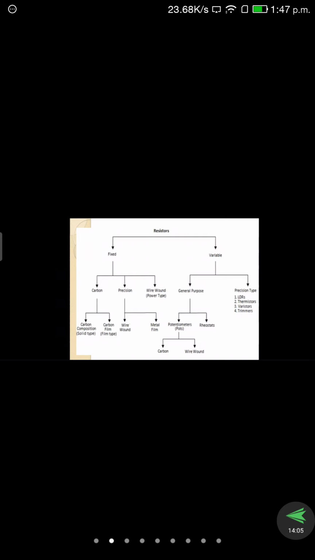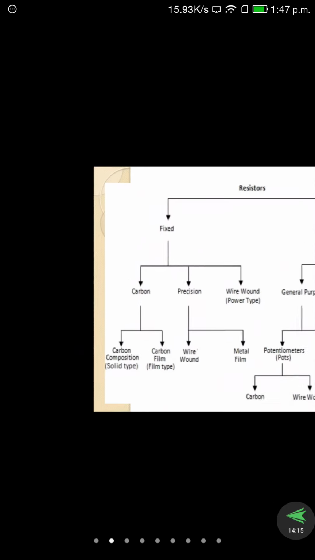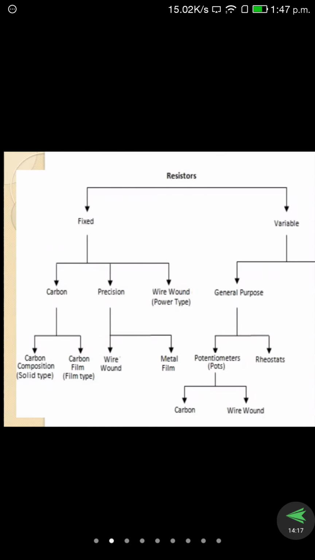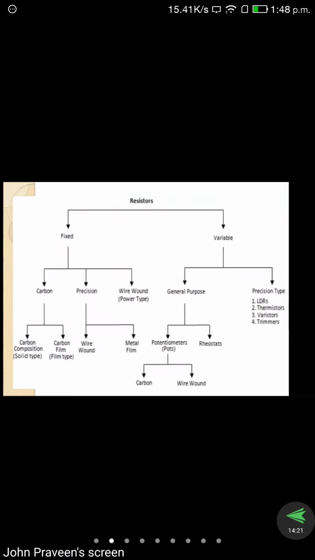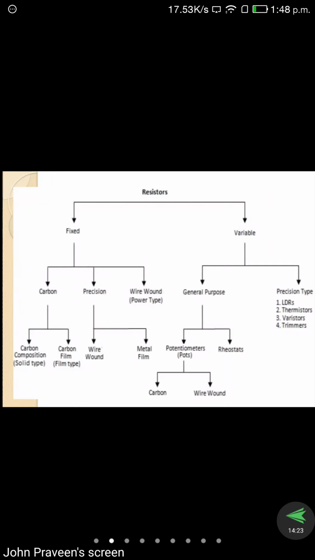Next, the other variable type is the precision type. In case of precision type, there are LDR, light dependent resistors, thermistors, which are used for measuring the temperature, and varistors, which measure the voltages. Next, fourth one is the trim. These are also adjustable resistors. These are all the adjustable resistors.